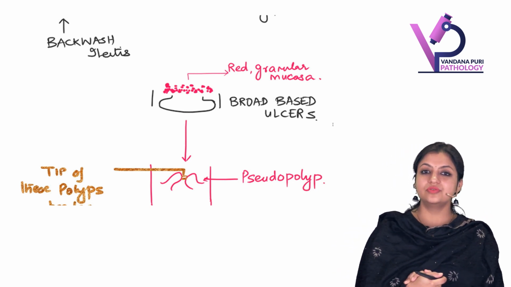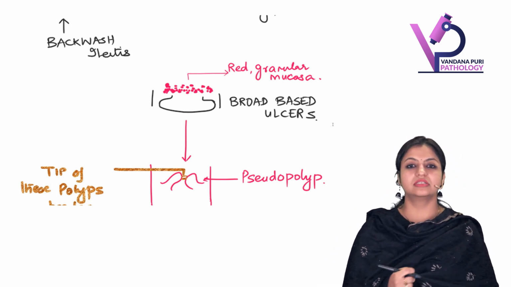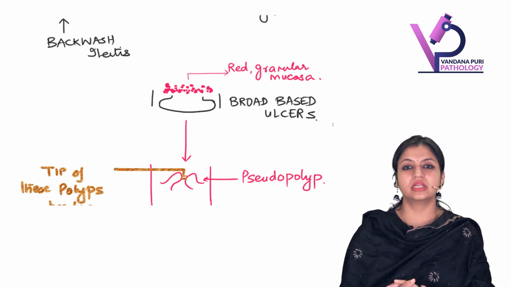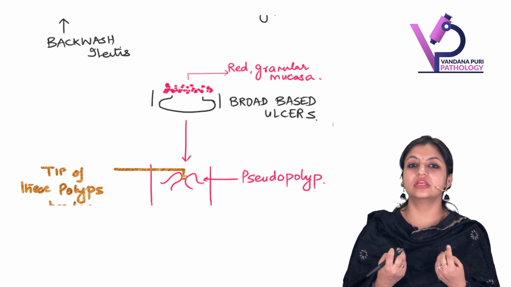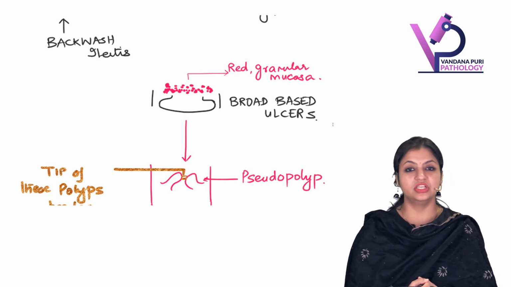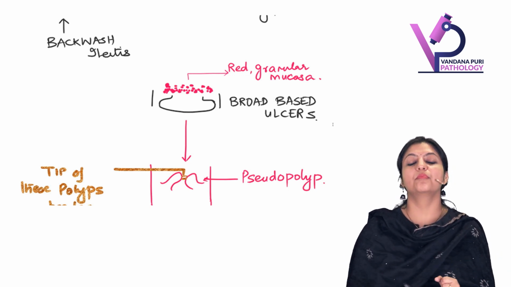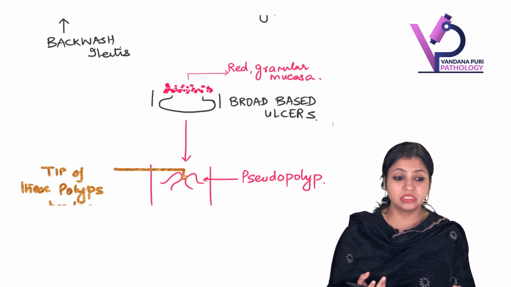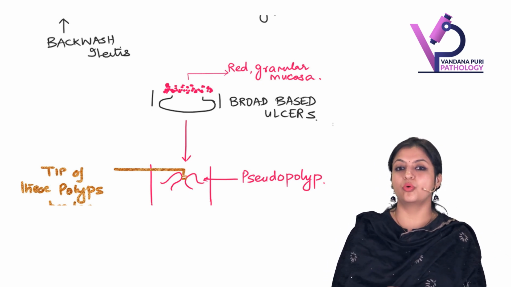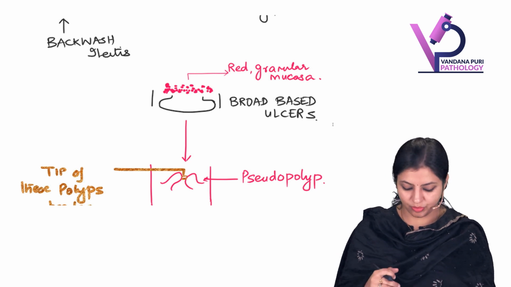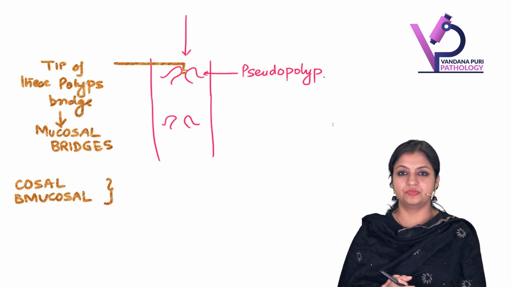Okay. Once you see a broad based ulcer, now what will happen? This ulcer will try to heal. So the surrounding normal mucosa will start regenerating. And when the mucosa starts regenerating, it forms polyps. But they're not true polyps. This is just regenerating mucosa. Therefore, this is called pseudopolyps. What are they called? Pseudopolyps.